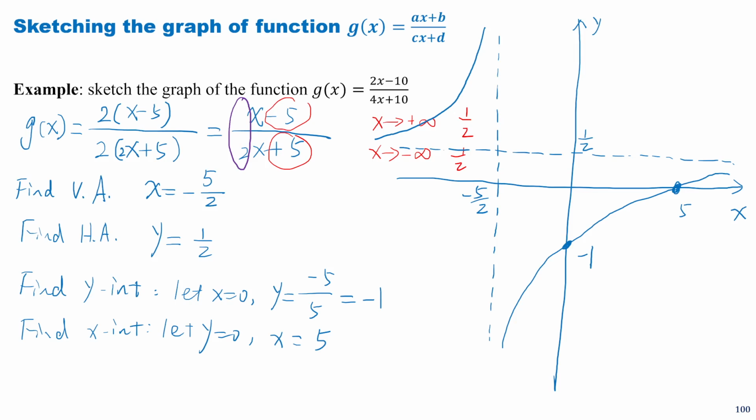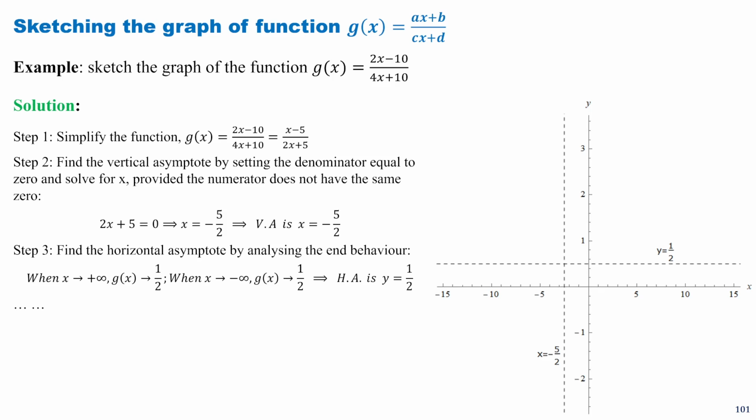Again, we can put the expression of this function next to its curve. Okay, any questions? Okay, so next let's have a look at the nicer writing of the solutions. So first step is always to simplify this function. g(x) equals (x minus 5) over (2x plus 5), right? And then you can find its vertical asymptote and horizontal asymptote in this way. And mark these two lines in the 2D Cartesian plane.